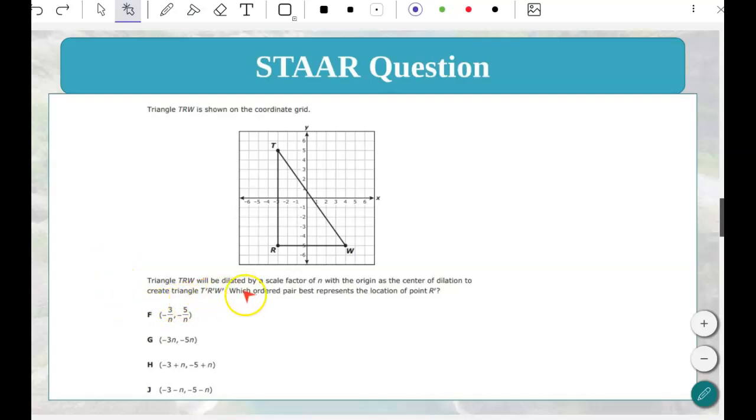One thing, we don't know if n is positive or negative. So what you're looking for, scale factor is always going to be multiplied. So this is out because it shows division. This shows plus, this shows minus. So the answer would be G. That one was a little tricky because of it being the opposite.